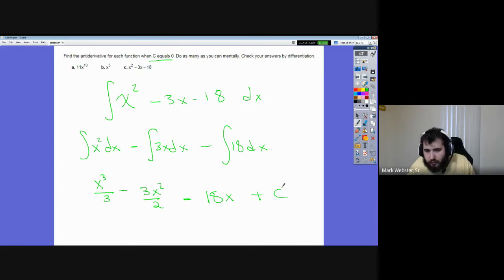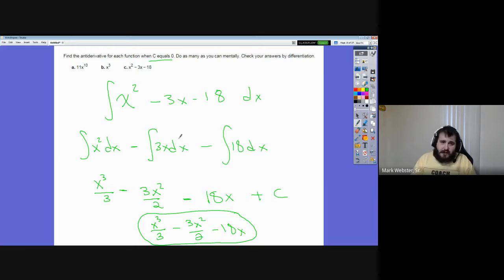But then we know that c equals 0. That's what they're telling us. Hey, make c equals 0 for this one. And so we can just ignore that and have our final answer be x cubed over 3 minus 3x squared over 2 minus 18x as our final answer. Because for these, they're telling us c equals 0 already. We don't have to do any more work to figure out what c is. Okay? And then if you wanted to, you could take the derivative of each of our answers and you can show that, hey, this gives me back what I started with, so I have to be right.